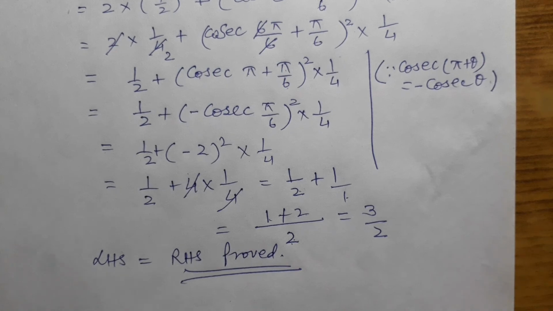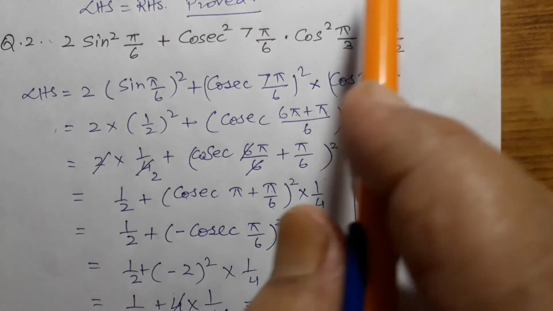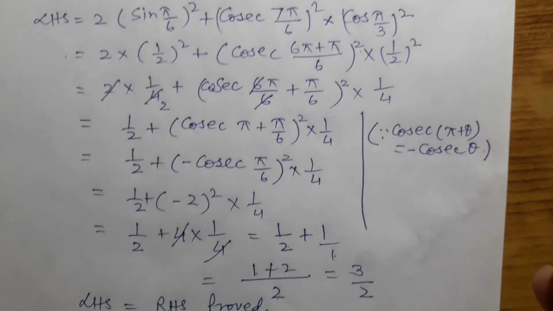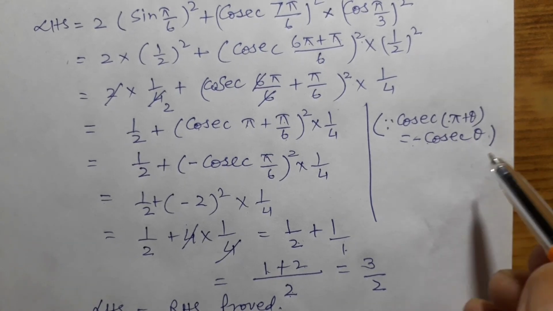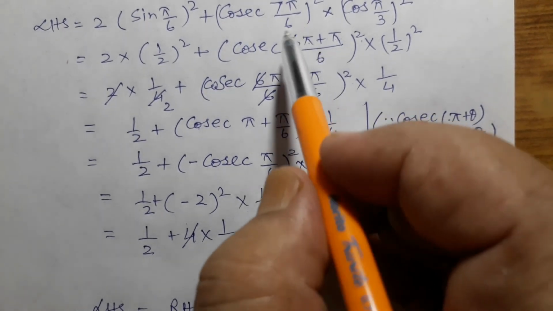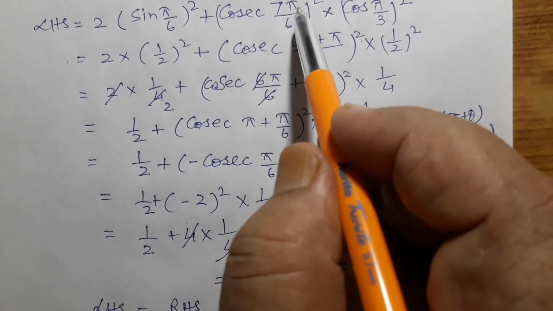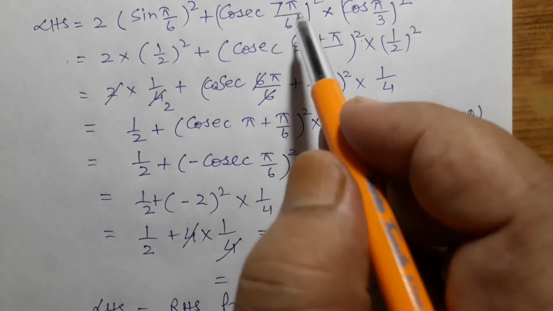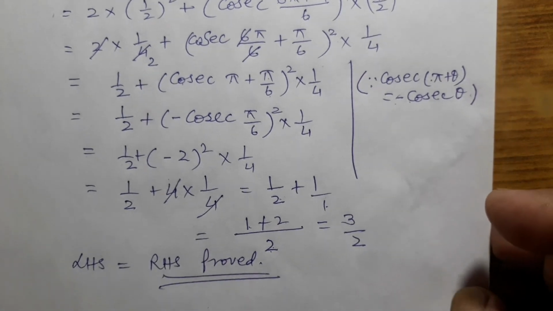Right? In this question, what we have seen, we must know the different angles value for different trigonometrical functions. One thing. Second thing, formula cosec pi plus theta is equal to minus cosec theta. This formula you should know. And another thing is, if the pi is more than the denominator, we should split it, like 7 pi will be 6 pi plus pi, and thereafter we shall simplify it.